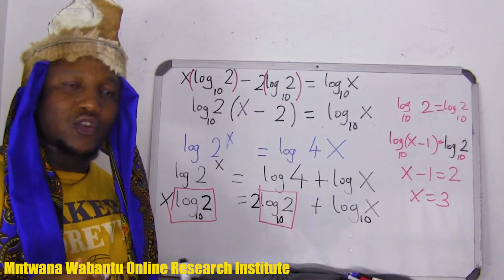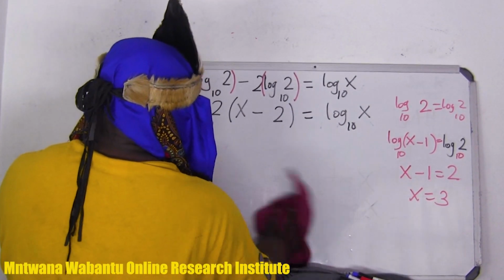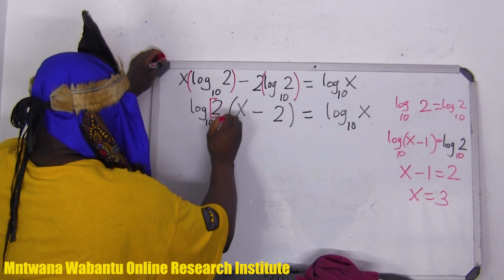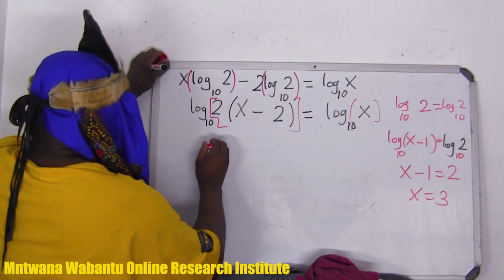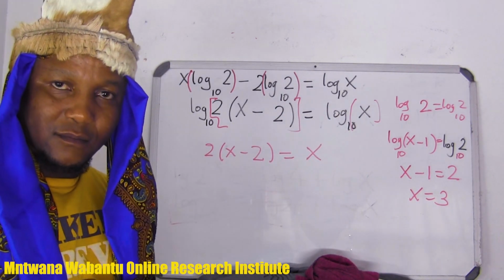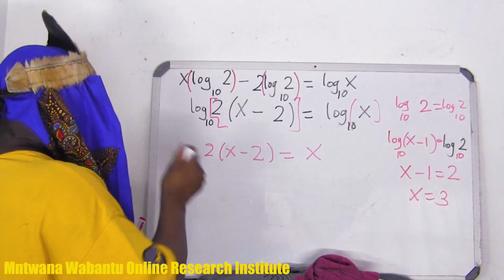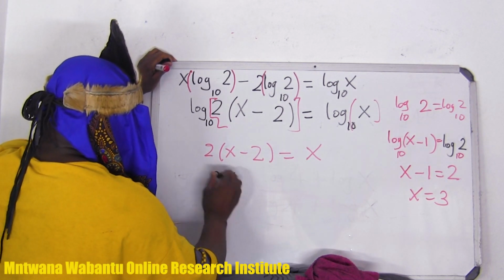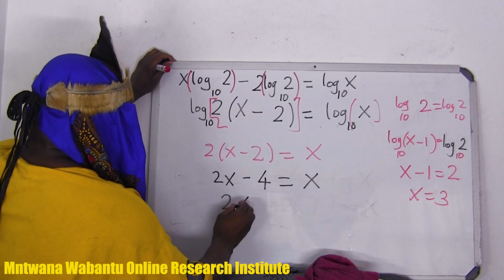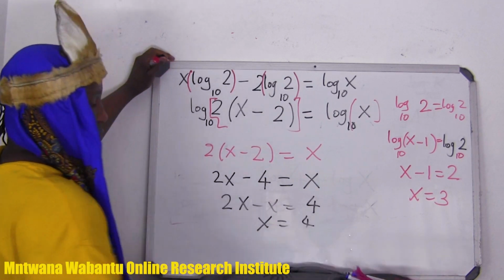Yes, it's true. So if that is the case, then what if I say, since this is under base 10 and this is under base 10, I'm only going to take this one here, equal, which means 2 times x minus 2 equals x. Now I want you to tell me if this is correct or wrong. Then 2 times x is 2x, 2 times 2 is 4, so 2x minus 4 equals x. Then I'll take x back, so 2x minus x equals 4, so x equals 4.